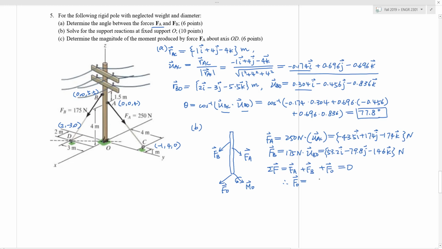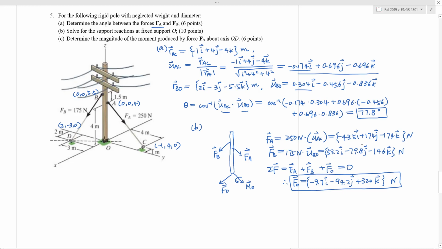And then you will get negative 9.7i minus 94.2j plus 330k Newton. That's part of the answer. That's your support force reaction as a Cartesian vector. Okay, so how do you calculate that?